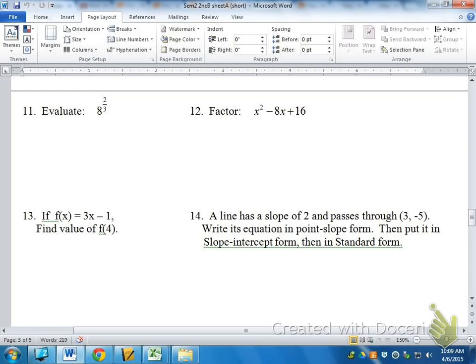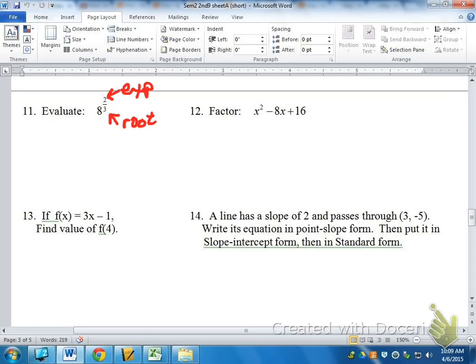So on the back of sheet A, there are 6 extra problems. So let's look at this. For number 11, it says to evaluate, and it's 8 to the 2/3 power. Here's something that I want to make sure you understand. When you have a power up on top, they're both exponents, but that is like your typical exponent. Okay, the 2 is the exponent. The 3 I'm going to call the root.